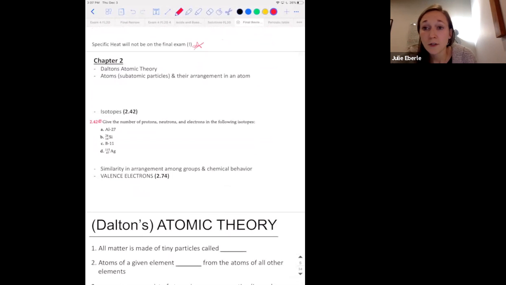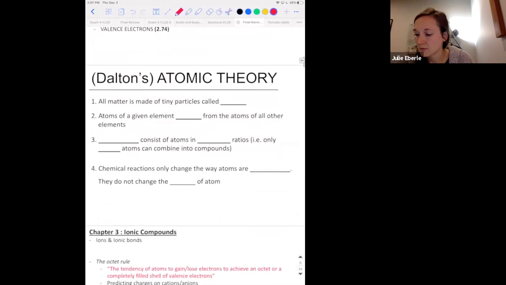So the first thing we hit on in chapter 2 was Dalton's atomic theory. And surprise, surprise, I just put it on the next slide so we can refresh ourselves on the 4 parts of Dalton's atomic theory. First part says that all matter is made up of tiny particles called atoms. Number 2, atoms of a given element. All elements are different. How are they different? Well, they're different because they weigh different things. So they differ from atoms of all other elements. I should have written by their mass. Okay, because they have different number of protons and neutrons and things like that.